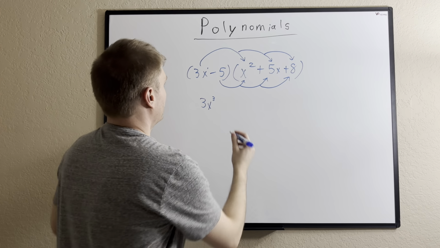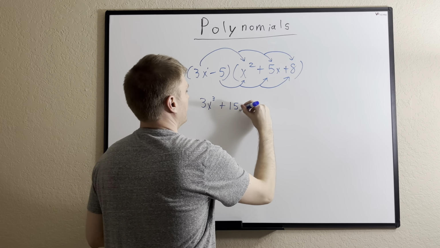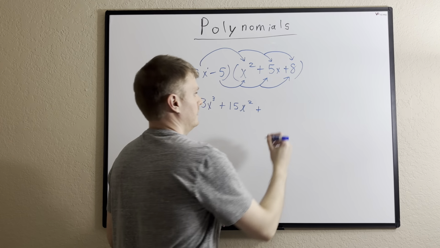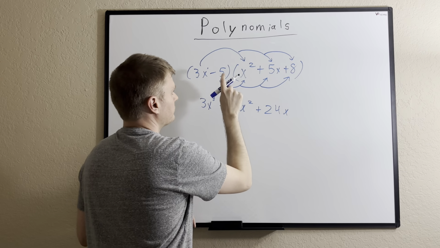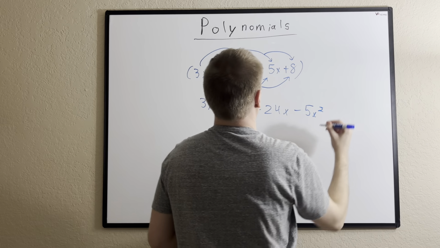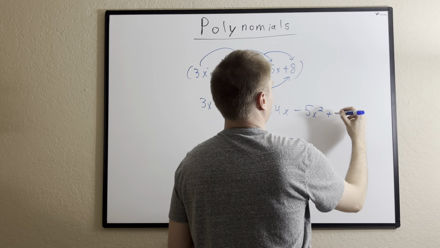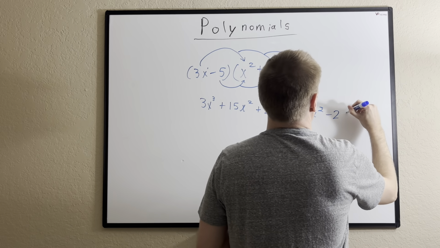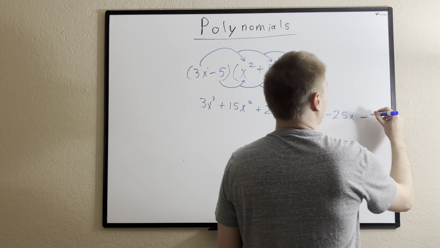3x times 5x. 3 times 5 is 15, right? X times x, x squared. 3x times 8. 3 times 8, 24x. Don't forget that x. Now, negative 5 times x squared. Negative 5x squared. Negative 5 times positive 5x. Not a positive. Negative 25x. And then negative 5 times 8, negative 40.